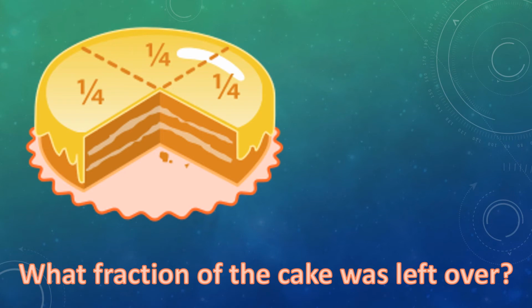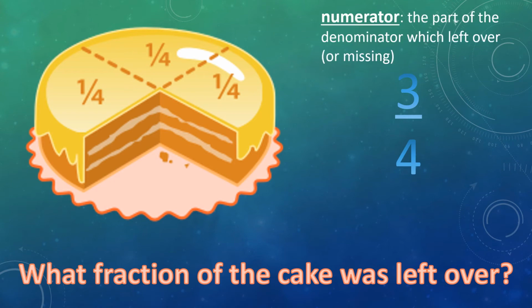So how many pieces are still in this image, still left over to be eaten? 1, 2, 3. 3 pieces are still left out of the 4 pieces that the cake was cut. Remember, the numerator is the part of the denominator which is either left over or missing. So right now our question says, what part of the cake was left over? And we counted. There were 3 pieces that nobody ate.